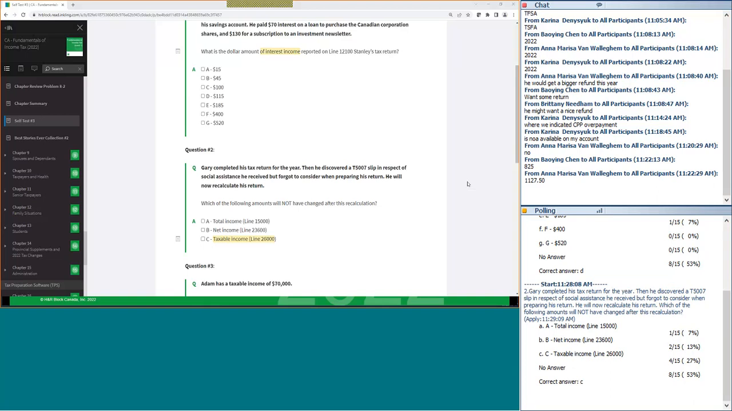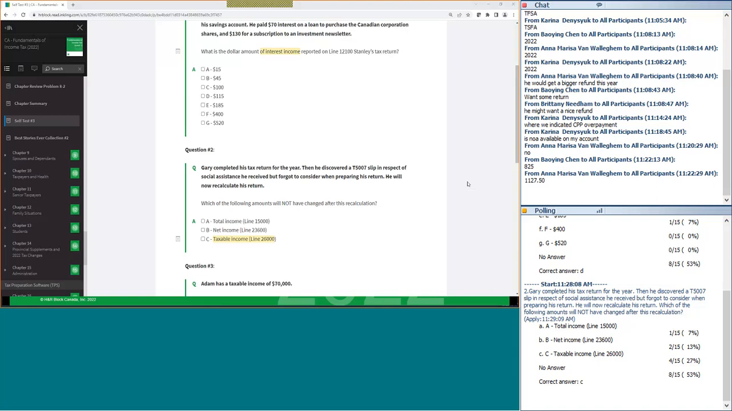All right, let's see how we did on this one. So we got a little bit of a mix. Some people said total income, some said net income, some said taxable. Think about what happens when you put a T5007. It adds to total income because it's going to make it higher. That number will change. Net income, it's still there. So if you added it to total income, you've also had to add it to net income. So that number will be higher. The one number that won't be higher is taxable income because it comes off after we calculate net income.